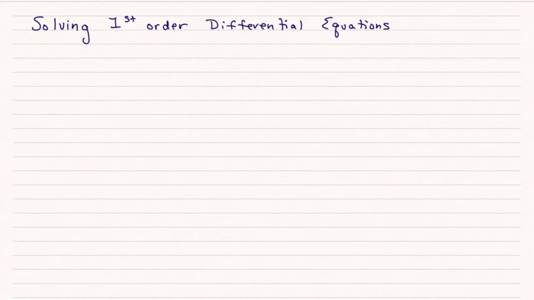When we're solving first-order differential equations, how we attack the problem has to do with what form the problem is in. We've already learned how to do two different types. We've done separable first-order differential equations. That is when we can put the independent variable on one side of the equation and the dependent variable on the other.